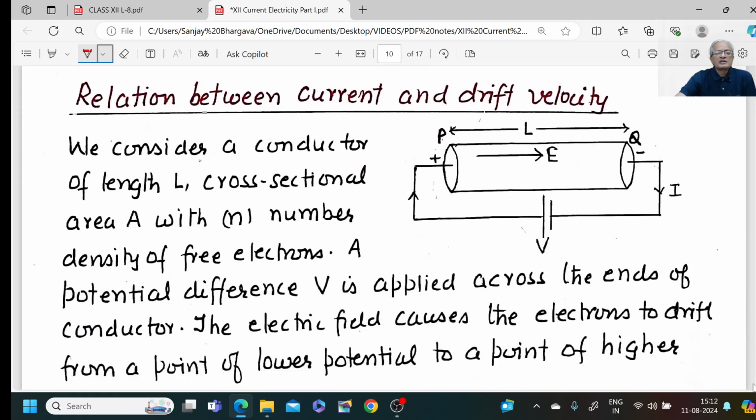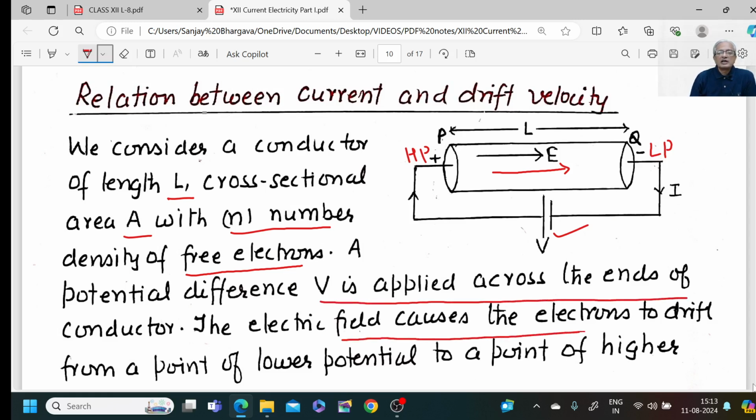Let us now find out the relation between current and drift velocity. Here in the figure you are able to see a conductor, across whose ends we have applied a potential difference V. This would be the point of higher potential and this would be the point of lower potential. The length of the conductor is L, the electric field established inside the conductor is E, and I is the current made to flow. The conductor has length L, cross-sectional area A, with n as the number density of free electrons, that is, the number of electrons per unit volume in this material of conductor. When a potential difference V is applied across the ends of a conductor, the electric field causes the electrons to drift from a point of lower potential to the point of higher potential.